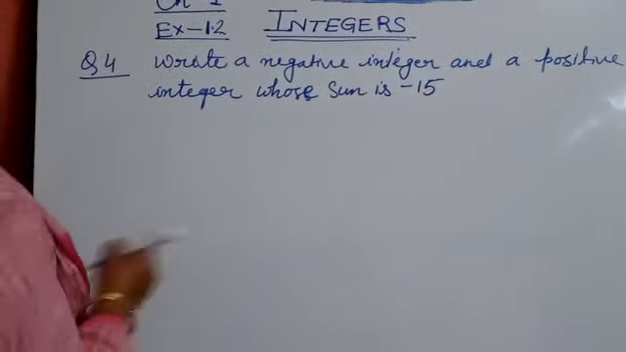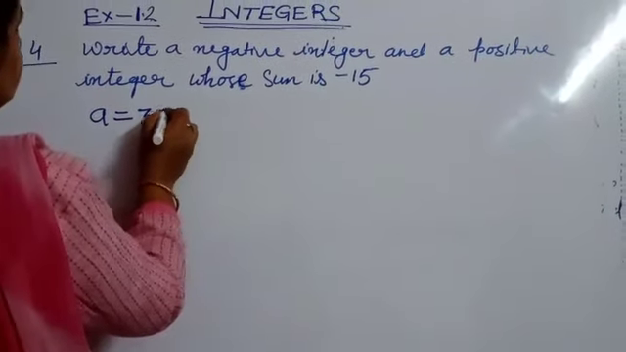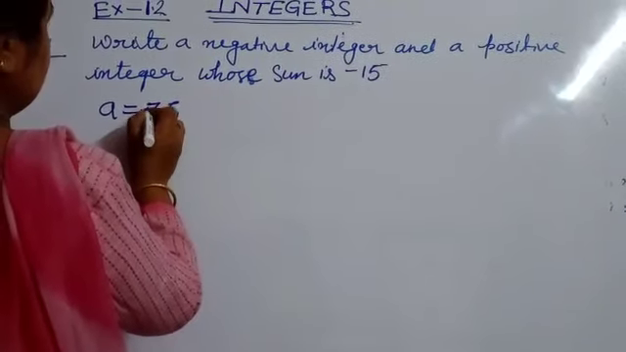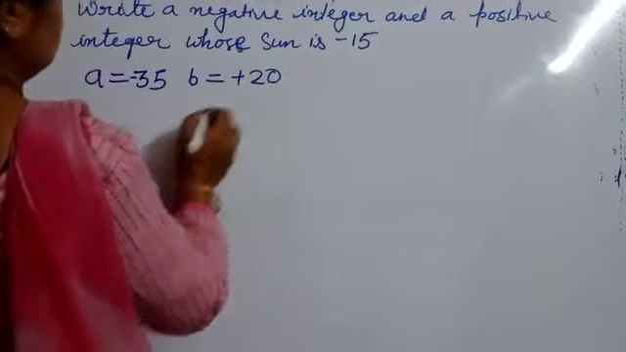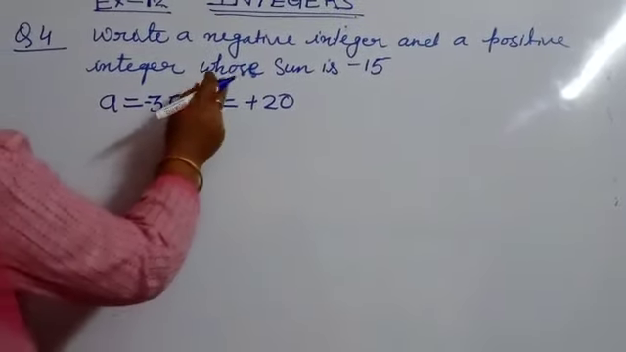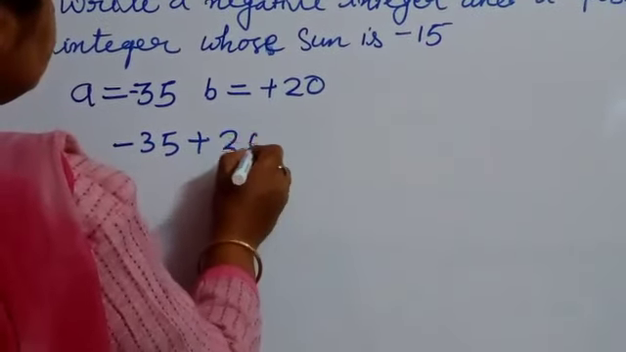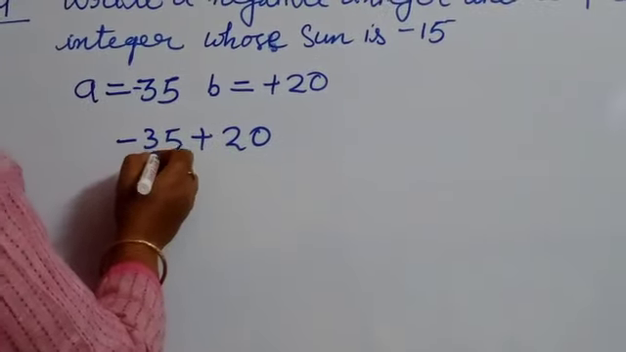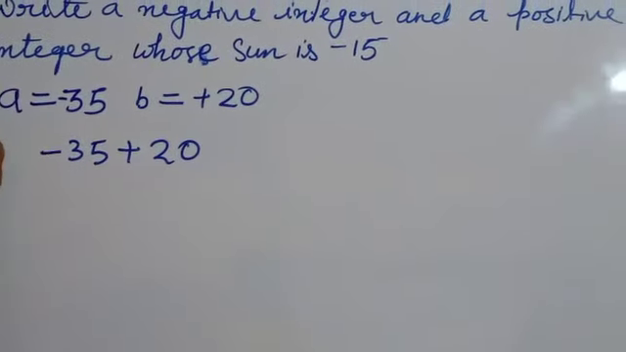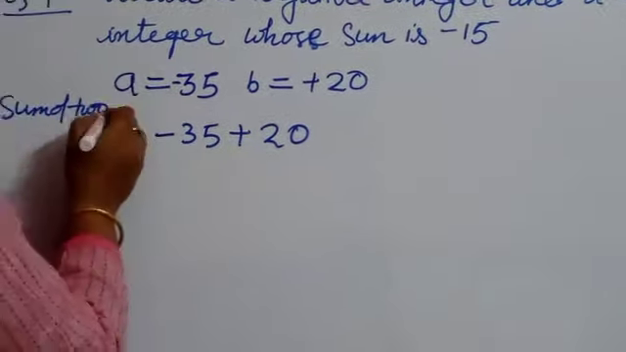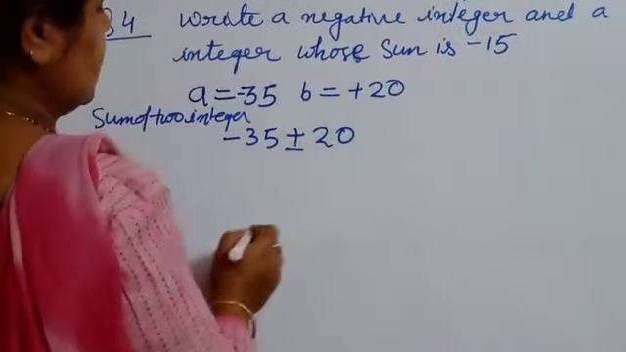Just see what I am doing. Say a is equal to minus 35 and b is equal to plus 20. See what happens. The sum is minus 35 plus 20. Which rule will be applied for the sum of two integers? For the sum we have taken the plus sign.